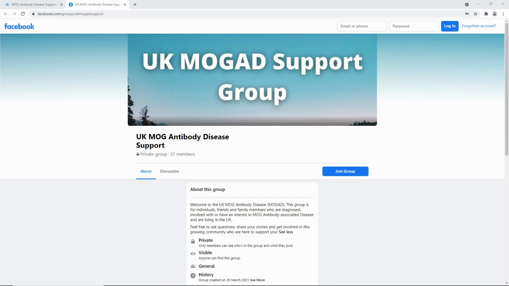This group was created as a partnership between MyMyelitis, the MOG Project and the MOG blog to offer support to those within the UK. Topics discussed in this group will be specific to the UK, and this will include treatment, diagnosis and care, and will also include how the NHS and other healthcare providers in the country are recognising and treating the condition. To join this group, you must be a resident of the UK and be an individual, friend or family member of someone who is diagnosed, involved with or has an interest with the disease. So if you're living in the UK, I'd consider joining this group to find others who are also being treated for it in the UK.